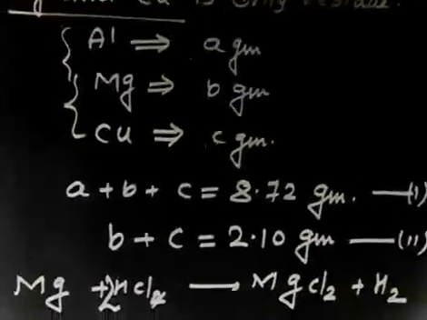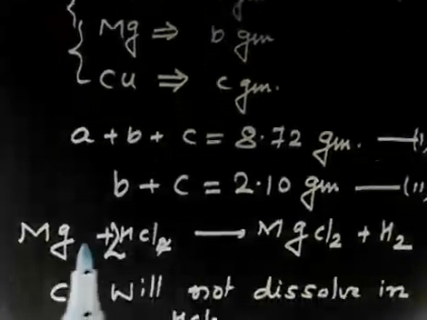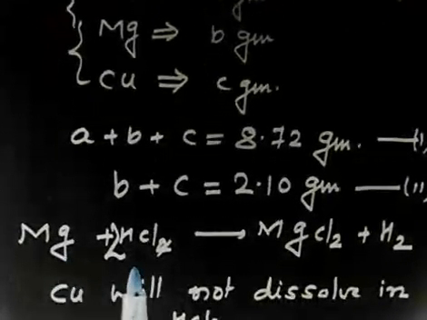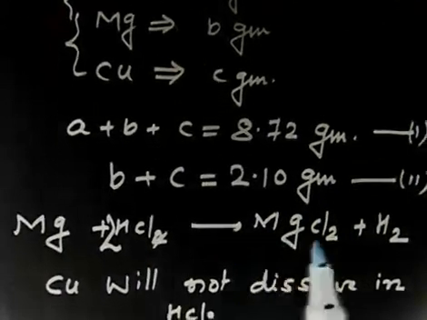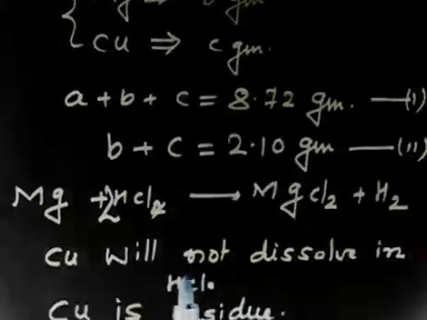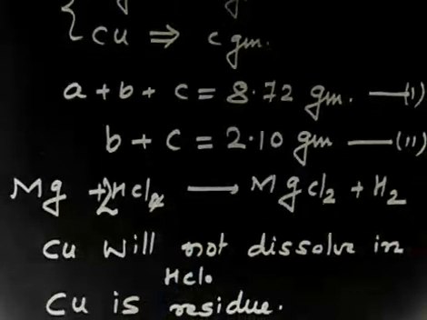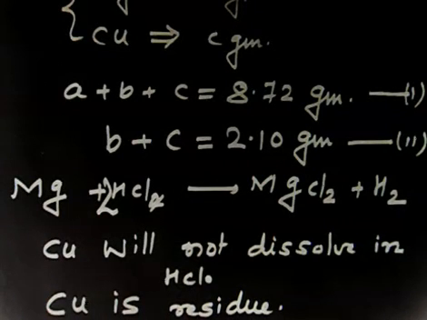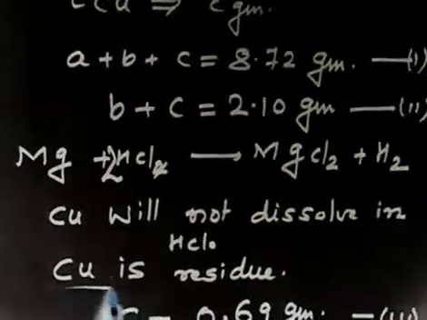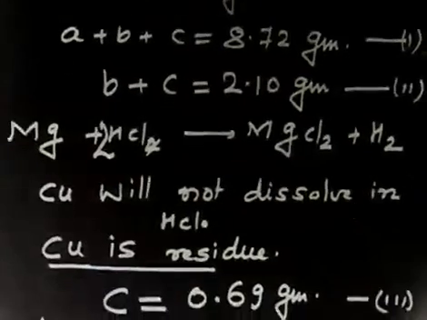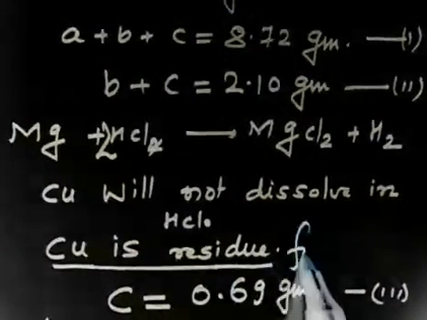Now if you react with dilute HCl, this time magnesium will get dissolved. Magnesium reacts even with dilute HCl and forms MgCl2 plus H2. Copper will not dissolve in dilute HCl. If you have concentrated HCl, copper can also dissolve, but with dilute HCl only magnesium will dissolve, because magnesium is more reactive than copper. So finally copper will remain, and the weight of the final residue is the weight of the copper.